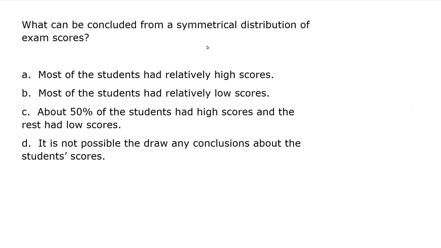What can be concluded from a symmetrical distribution of exam scores? Either that A, most of the students had relatively high scores, B, most of the students had relatively low scores, C, about 50% of the students had high scores and the rest had low scores, or D, it's not possible to draw any conclusions about the students' scores.